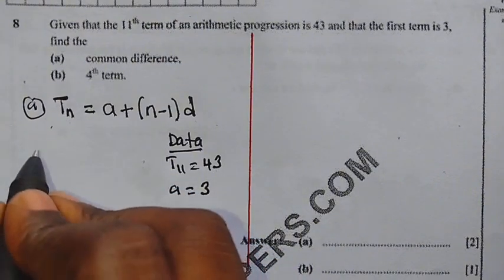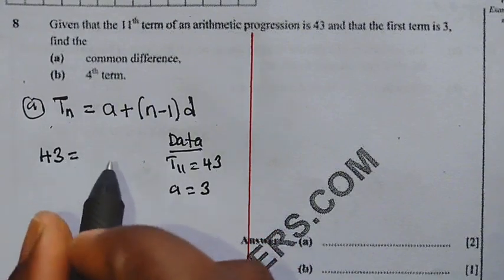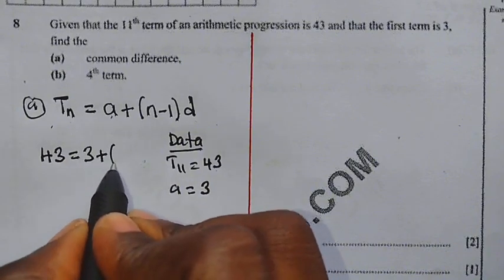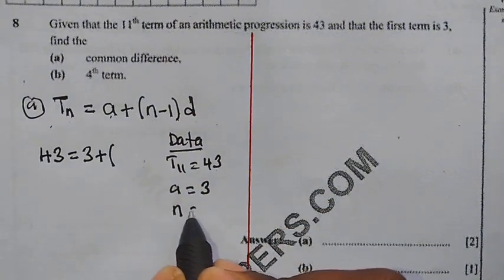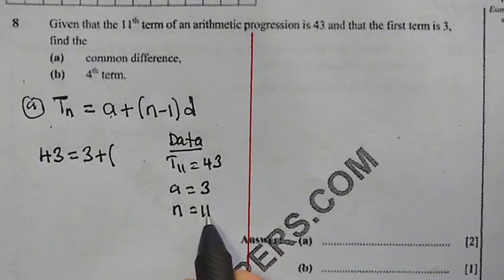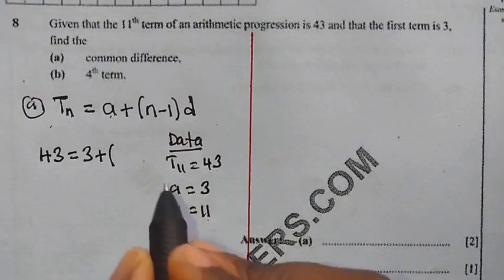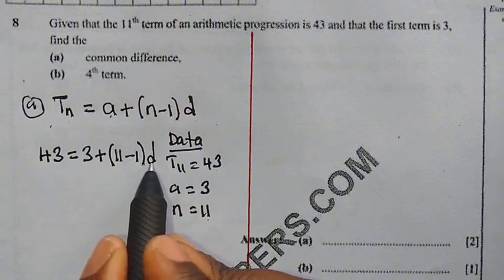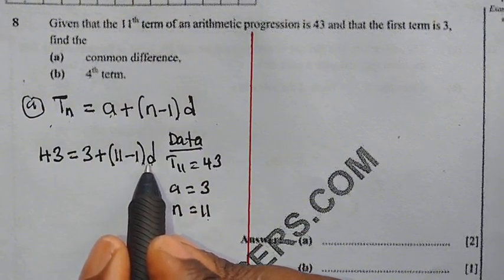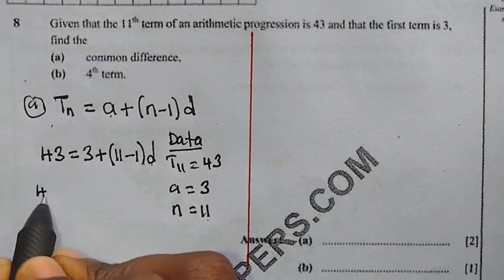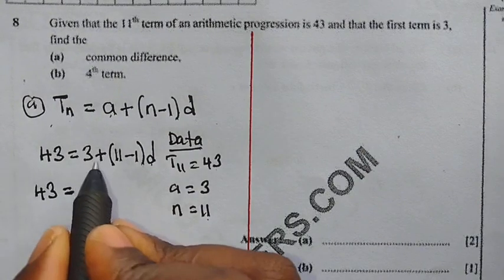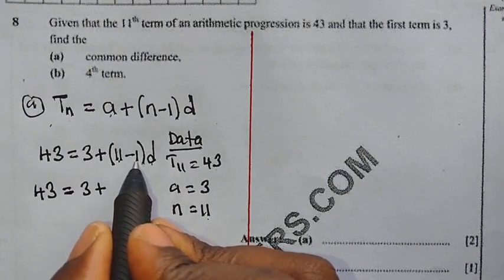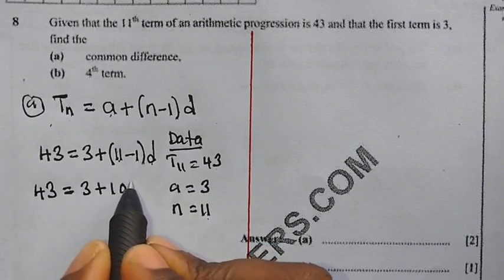So we say 43 equals, and where there is A, the first term, you write 3 plus open bracket. The n is the position of the term, which is 11, so n is equal to 11. Where there is n, we put 11 minus 1, close bracket D. The common difference is the one that you want to find. So we say 43 equals 3 plus, and 11 minus 1 is 10, so 10 times D gives us 10D.